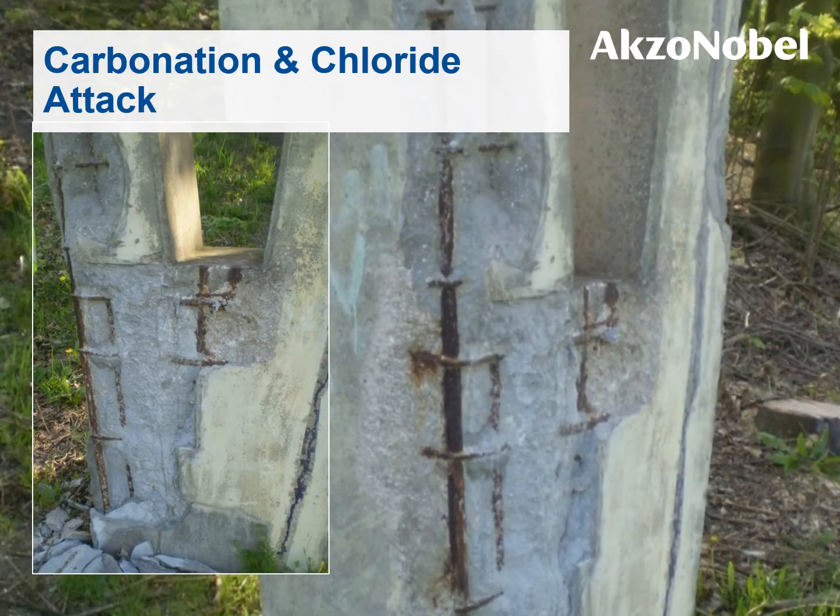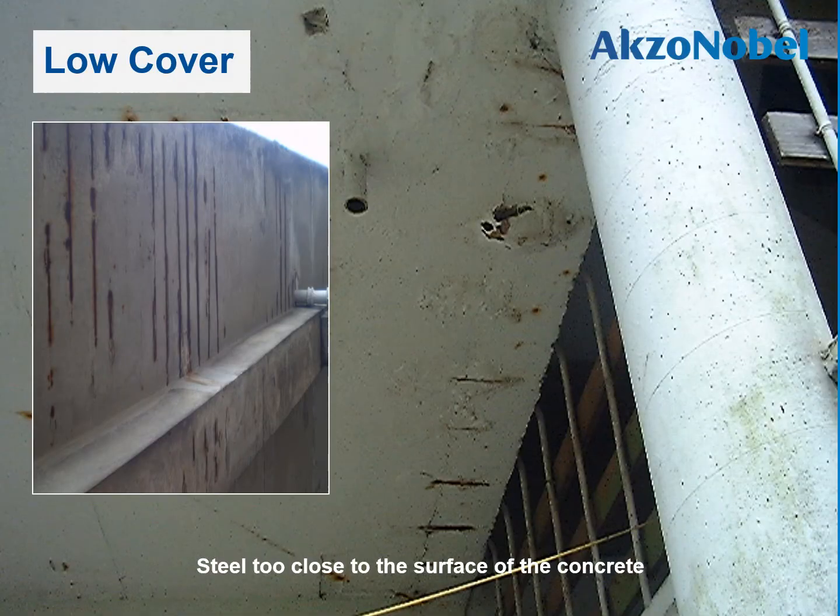In cooler climates where de-icing salts are used on roads during the winter months, bridge structures are particularly prone to a combination of carbonation and chloride attack, as shown in the photographs on the slide. Here, the effects of inadequate concrete cover are self-evident, as the steel is too close to the surface of the concrete, leading to premature failure.